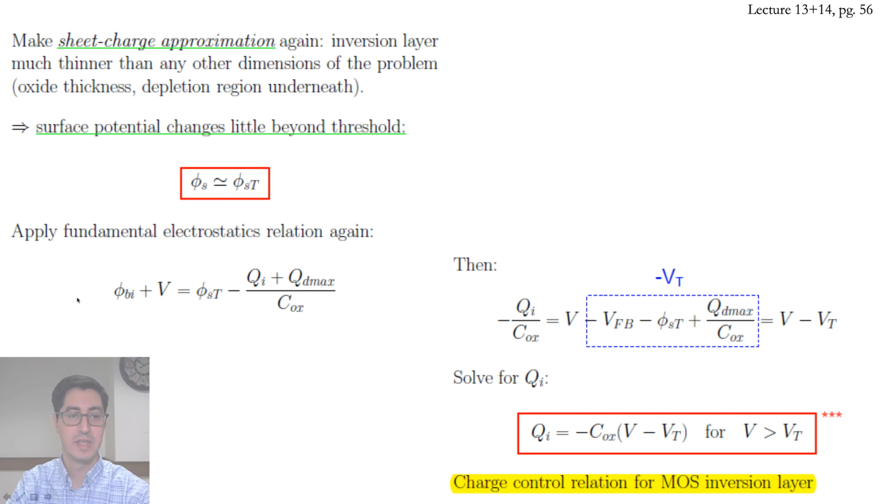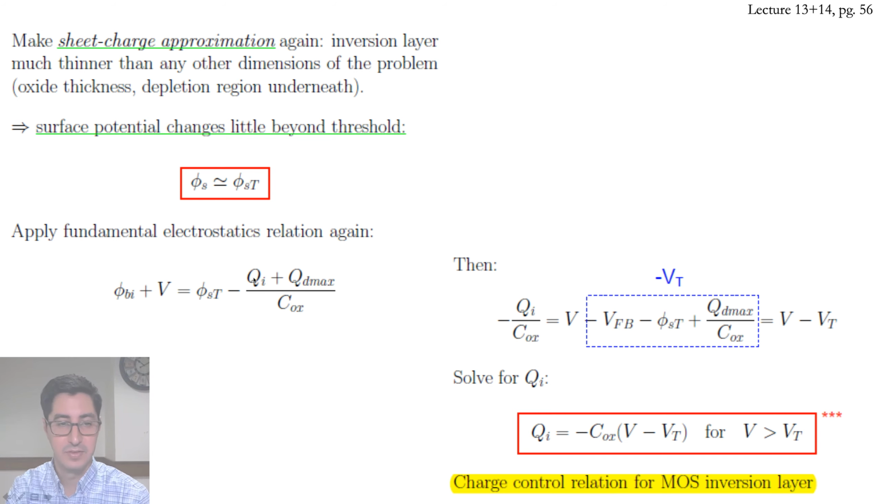We know what QD max is. What we do is we take this expression and rearrange it. What is phi bi? Phi bi is negative VFB. Then we move phi st to this side as well, and move the QD max over Cox term to this side as well. By doing it this way, we can represent that as minus VT, the negative of the threshold voltage. That shouldn't be surprising, right?